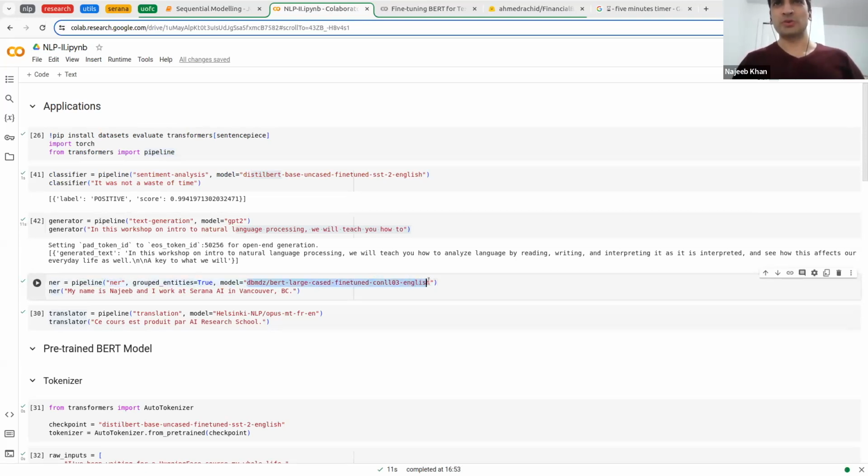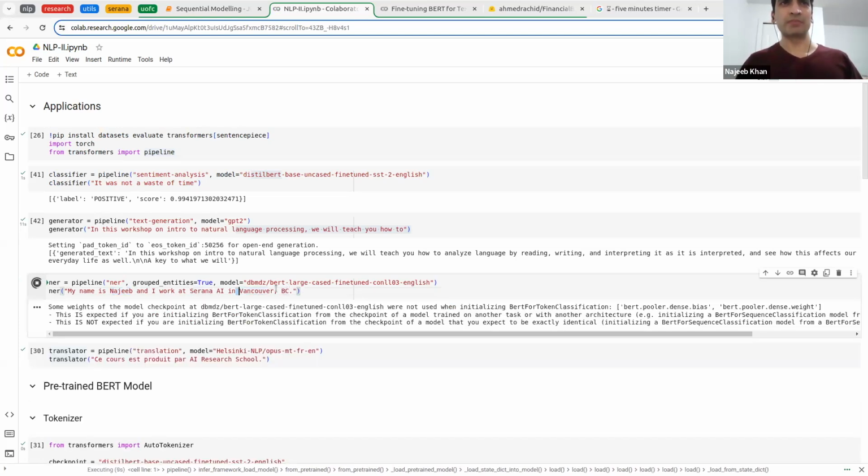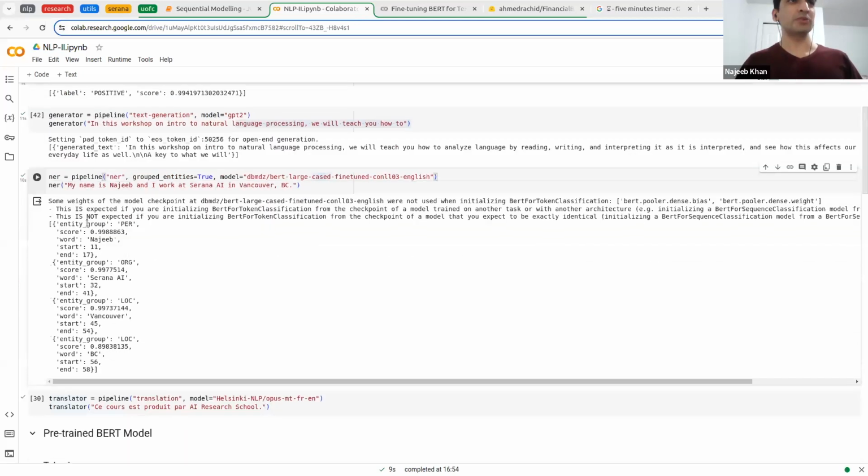Based on searching for named entity recognition models, you can see other models. This is one of them. Let's pass in this text: "My name is Najib, and I work at Serana AI in Vancouver, BC." If we run this, it will group things: my name is a person, Vancouver, BC is a location, and so on. So here, person is Najib, organization is Serana AI, location is Vancouver, location is BC. So it basically did the named entity recognition task there.